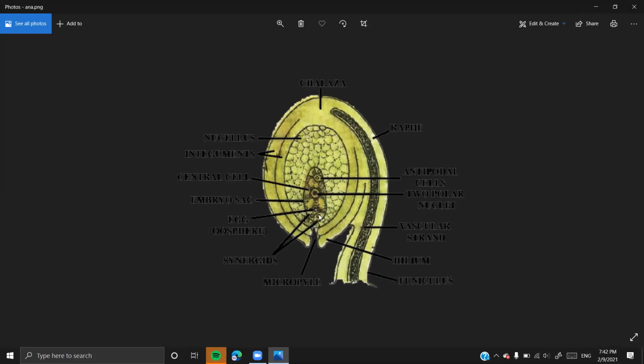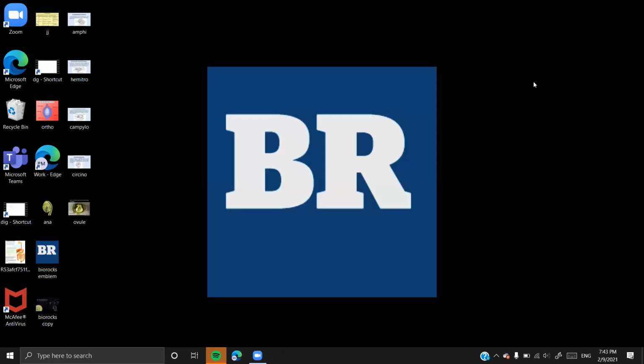As you can see, the funicle is getting fused with the body here. So this is the funicle, and the body is getting fused with the funicle along its whole length. So this is the whole length of the body, which is getting connected with the funicle here. So this is usually seen as the anatropous ovule, which is present in 82% of all the flowering plants, the angiosperms which are found around us.